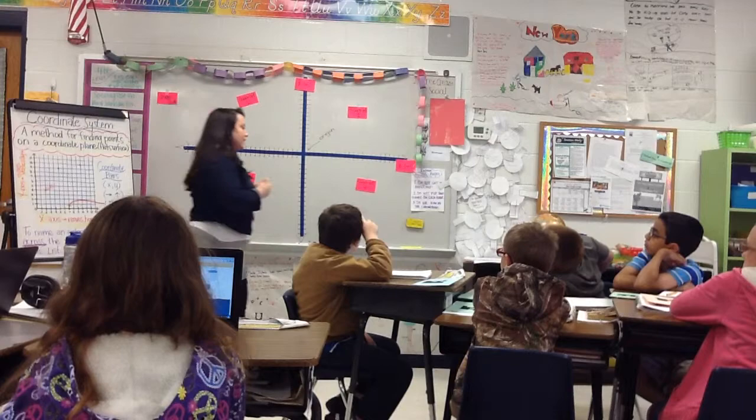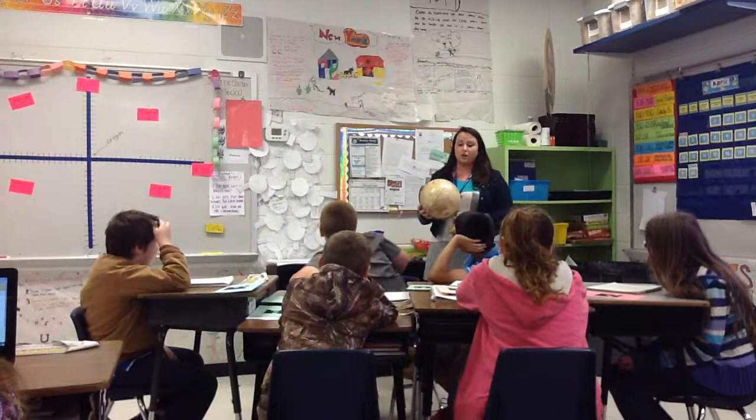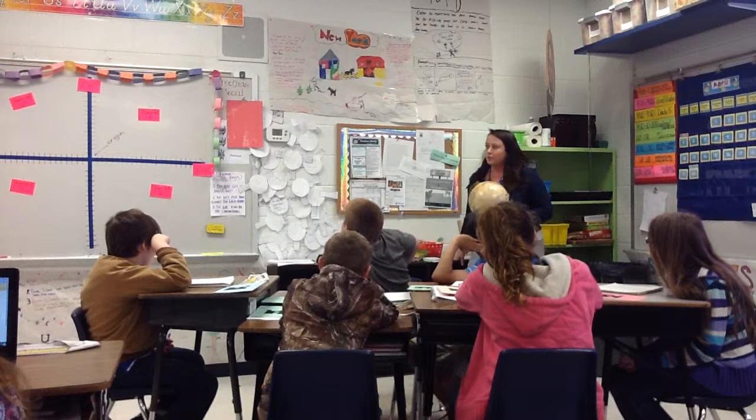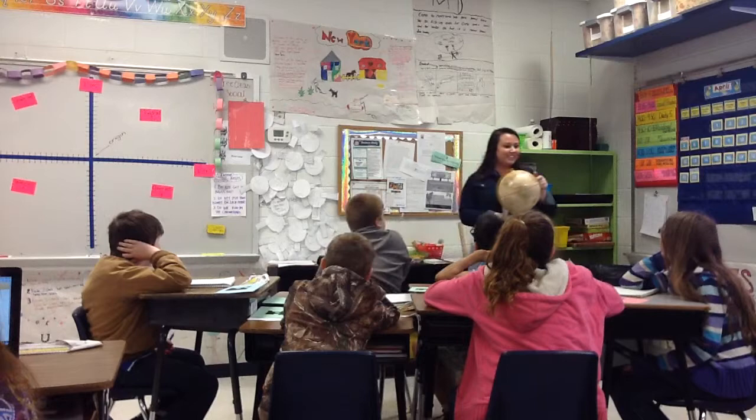So let's think about it real fast. We've learned all kinds of different parts of geography and things that help us identify locations on Earth. What is one real life situation that you might use a coordinate plane? Mason. A map or an atlas, excellent. Or, what is this? A globe. What is on a globe that would resemble a coordinate plane?